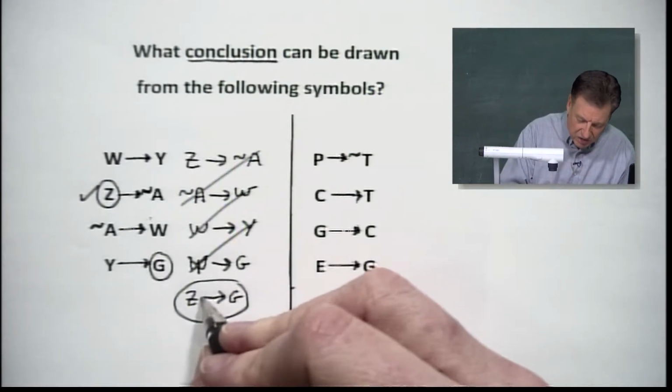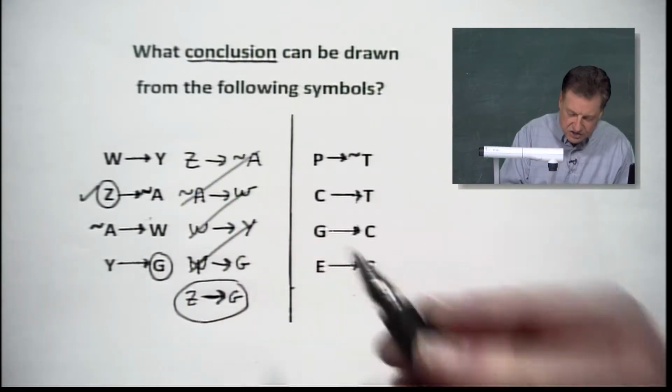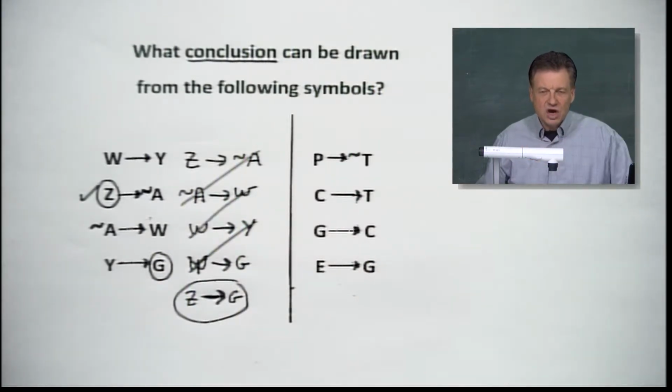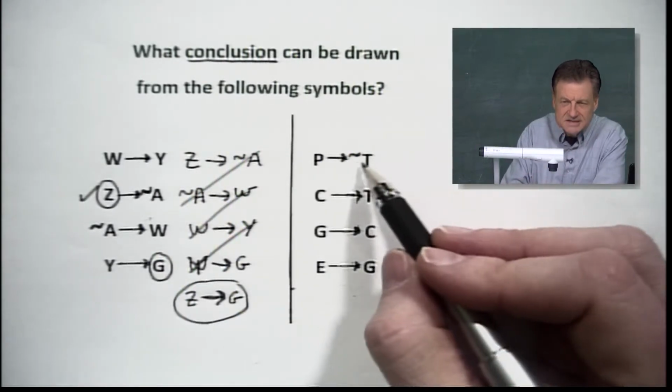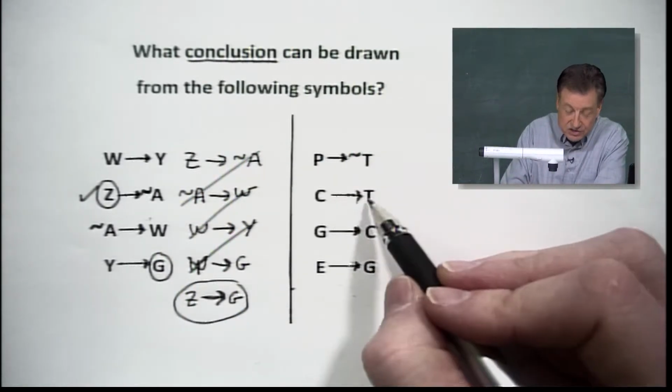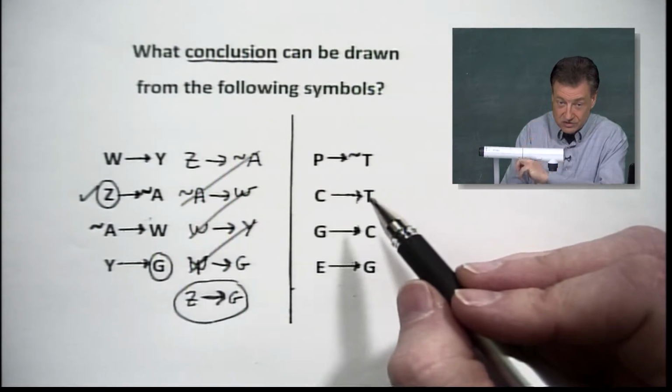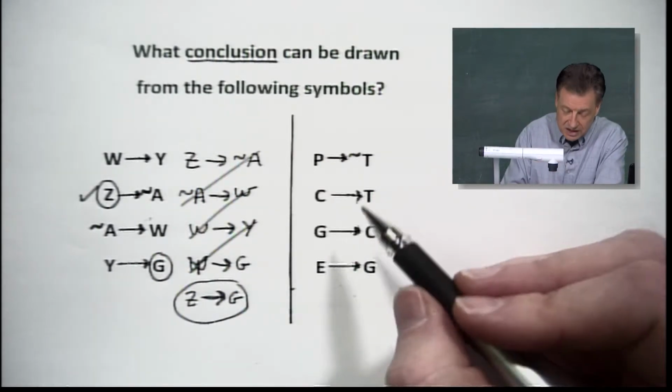But right now, while we've got this one ready, we have Z leading to G. Take just a second to look over those. Write those down at home. All right, it's P leading to not T. C takes you to T. Now that already tells you, uh-oh, it sounds like a contradiction going on there.